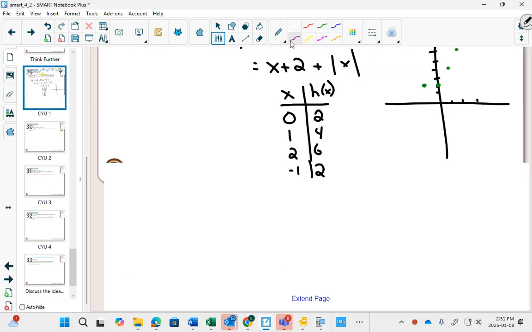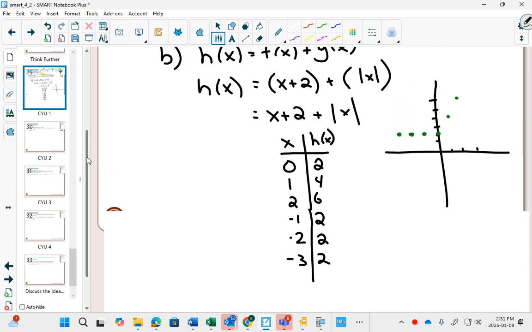And if I plug in -2, I get -2 plus 2, and then plus absolute value of -2 will be 2 again. What do you think is going to happen when you plug in -3? You get 2 again. And so based on the pattern, it sort of seems like this goes like this, and this goes like this. It's kind of weird.